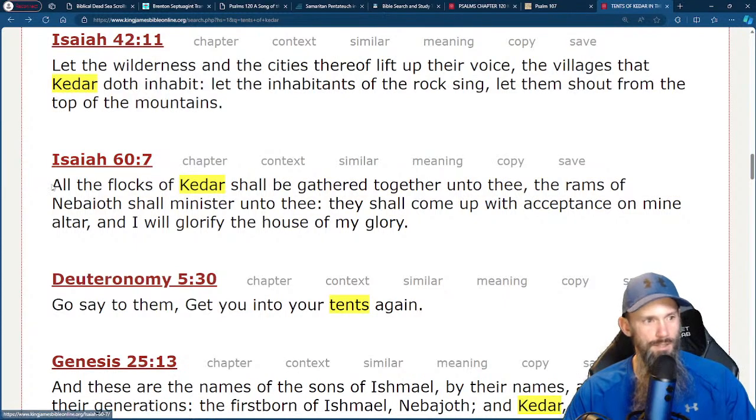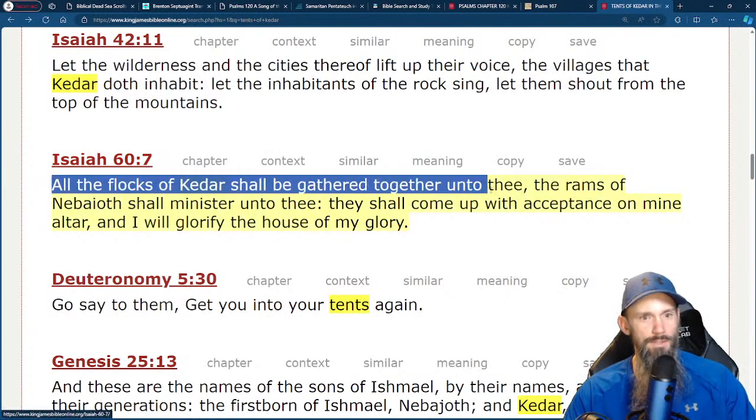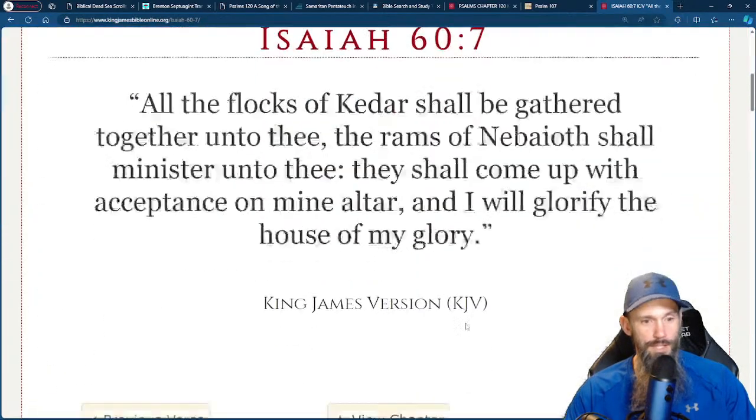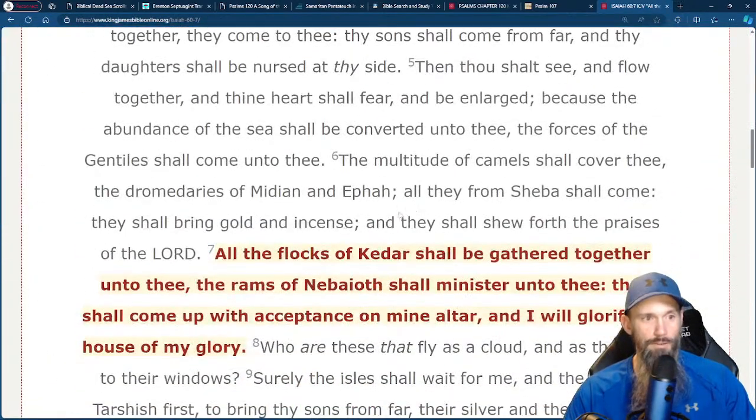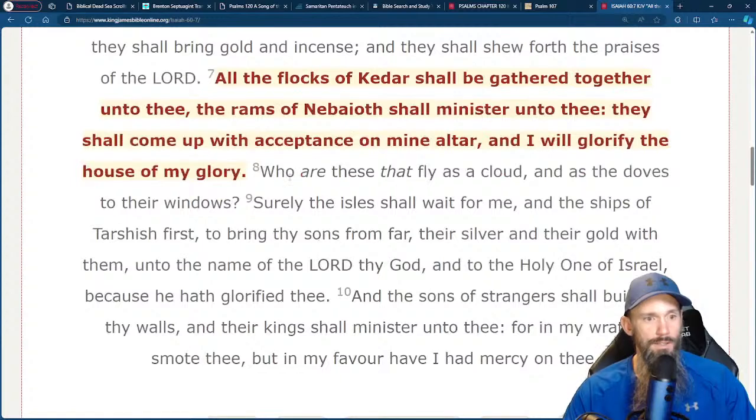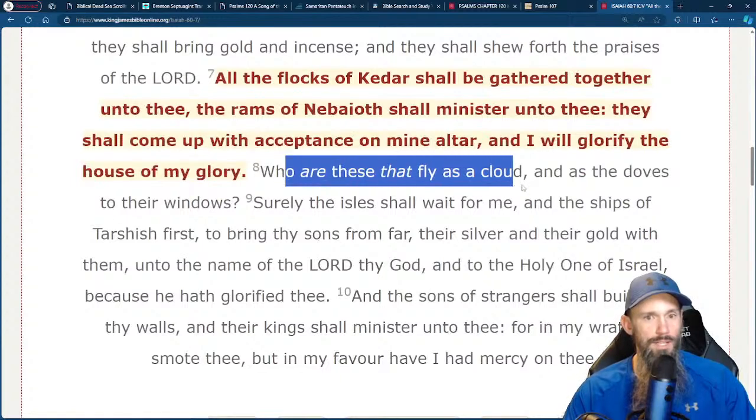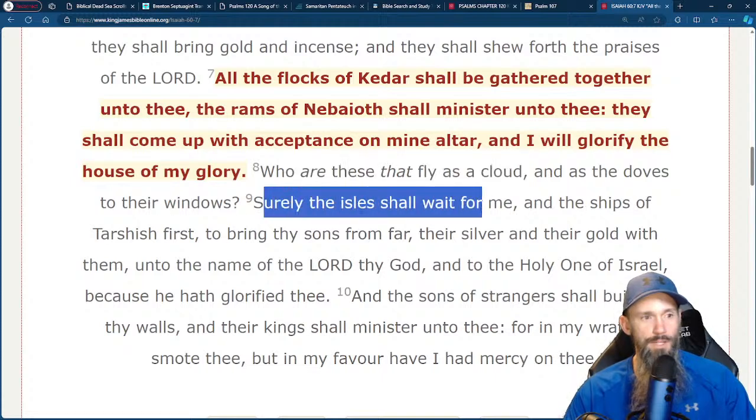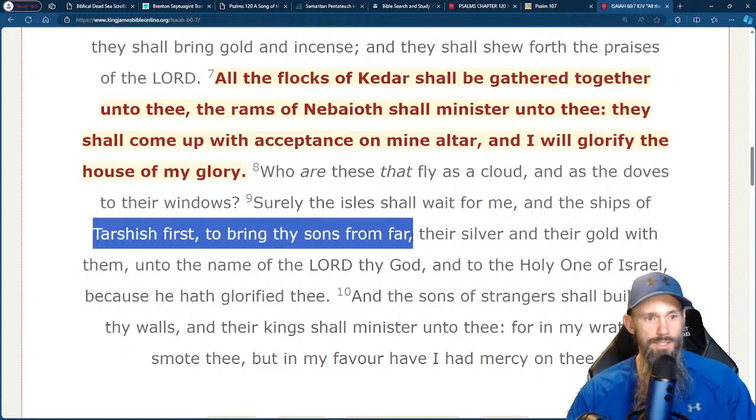Yep, Isaiah 60, "All the flocks of Kedar shall be gathered together unto thee." Isaiah 60 is definitely end times context. I know that for a fact. "Who are these that fly as a cloud, and as the doves to their windows? Surely the owl shall wait for me, the ships of Tarshish first, to bring thy sons from far." That's the lost tribes of Israel, "their silver and their gold with them, unto the name of Yahuwah thy Elohim, and to the Holy One of Israel, because he hath glorified thee."